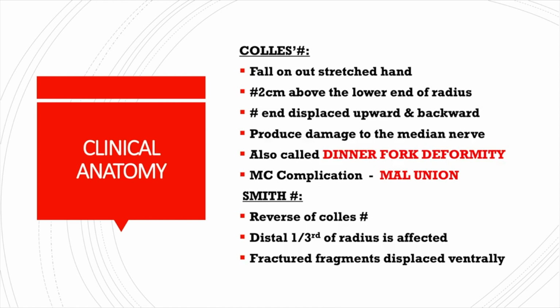Clinical anatomy. Colles fracture: falls on outstretched hand. Fracture 2 cm above the lower end of radius. Fractured end displaced upward and backward, may produce damage to the median nerve. It's also called dinner fork deformity.